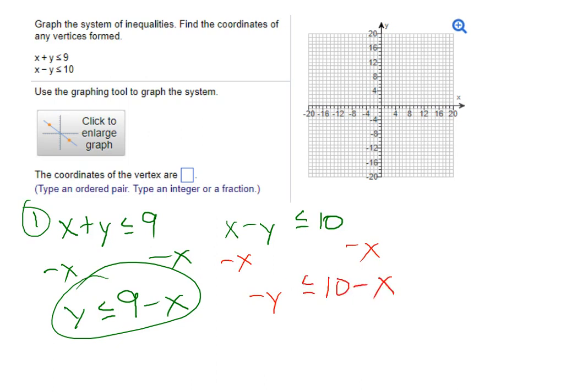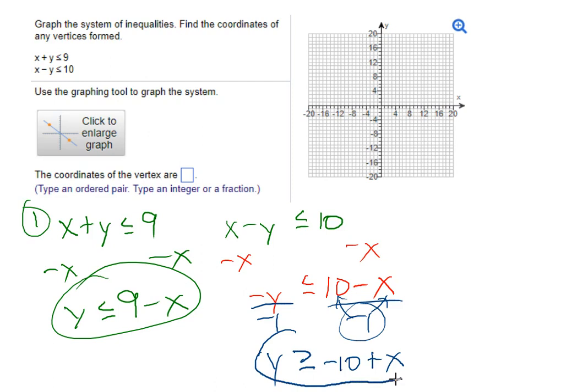We have to get y by itself by dividing by -1 on both sides. So we'll get y on the left-hand side. The -1 divides into both of these, so we get 10 over -1, which is -10, and then negative x over -1, which will be positive x. And the twist here is that if you divide by a negative, just like you did before with inequalities, you have to flip the symbol the other way. So this becomes a greater than or equal to.